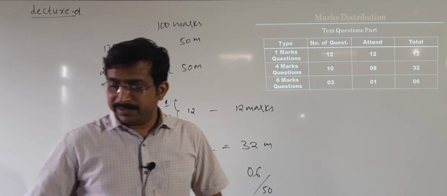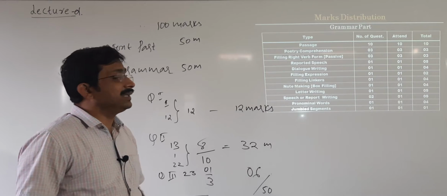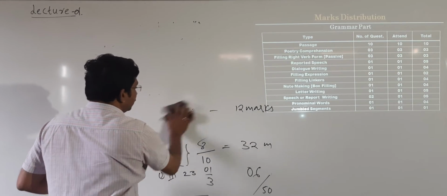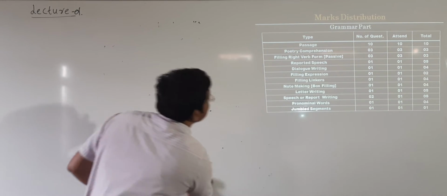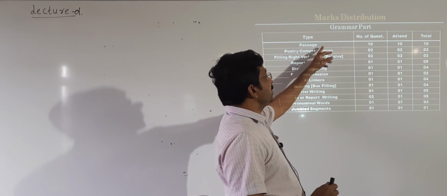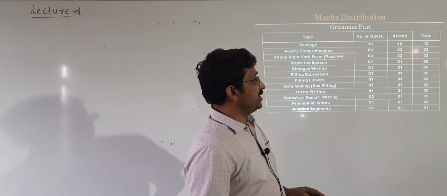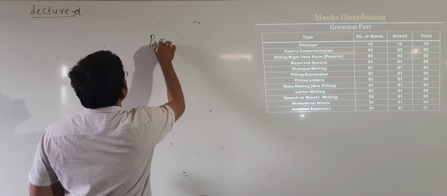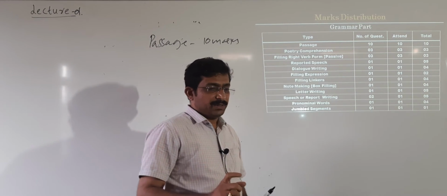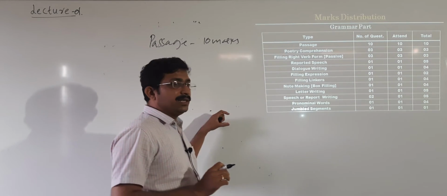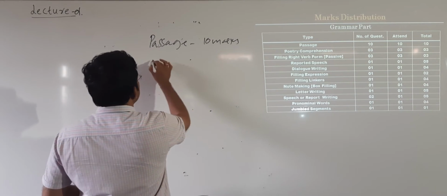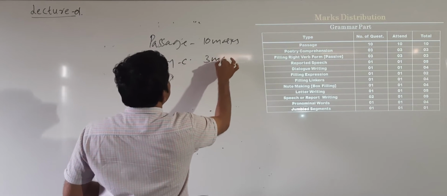Now, related to the grammar, composition and comprehension, the marks distribution in the grammar part. It carries 50 marks and is divided accordingly with different topics. They are: passage questions. In this, the total number of questions will be 10, and we have to attend all the 10 questions. Total it is 10 marks. And poetry comprehension: an extract of a poem is taken, and based on that extract, 3 questions will be formed, and we have to write answers to those 3 questions. Each question carries 1 mark, and altogether it is 3 marks.